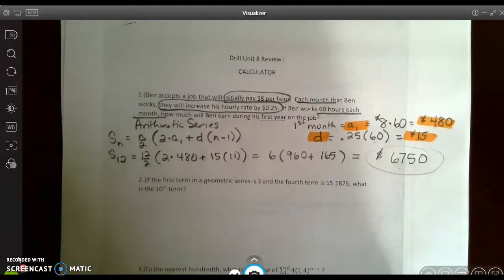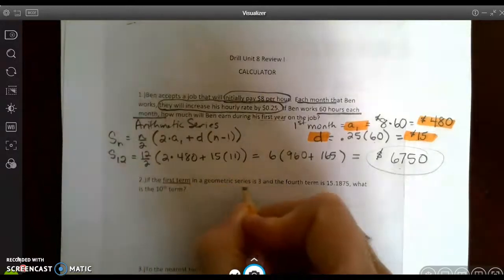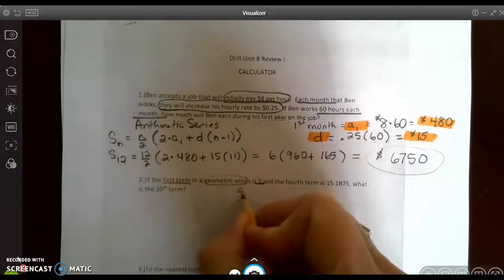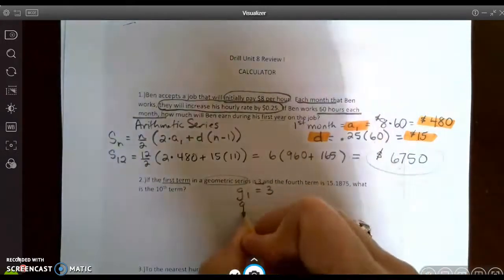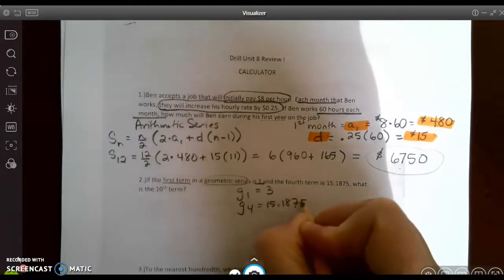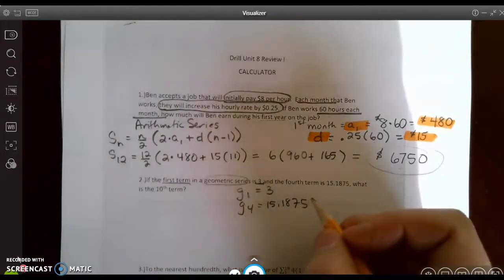Number 2, if the first term in a geometric series is 3 and the fourth term is 15.1875, what is the 10th term? So we know the first term is 3. And it says geometric, so G sub 1 is 3. And the fourth term, so G sub 4, is 15.1875. And they tell me that it's geometric.